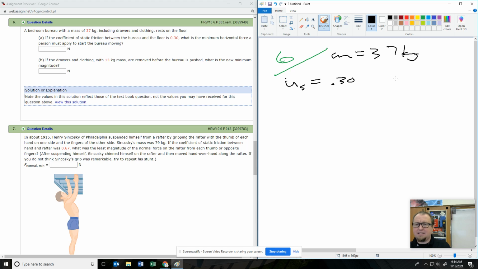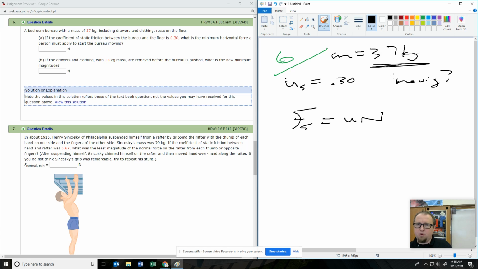How much force does it take to get moving? Okay, so there's my question. What does it take to get it moving? Well, I don't know. So force static is going to equal, the maximum value is going to equal mu times the normal force. It's on flat ground.